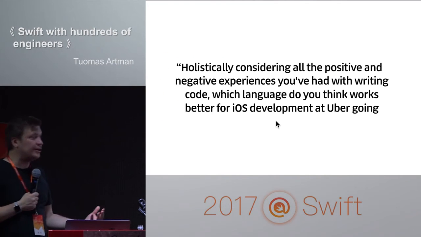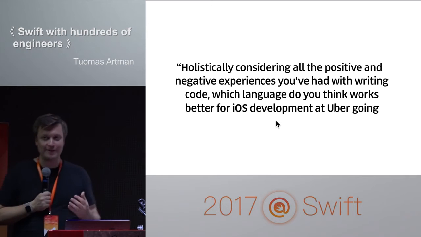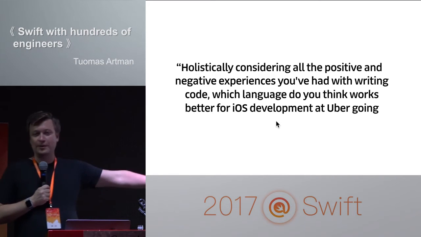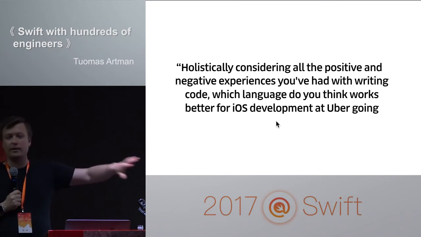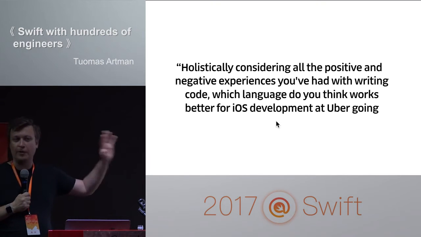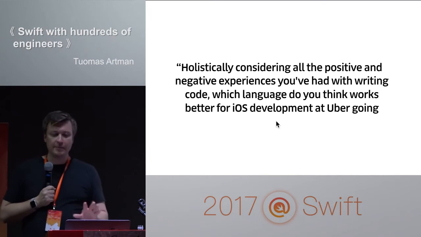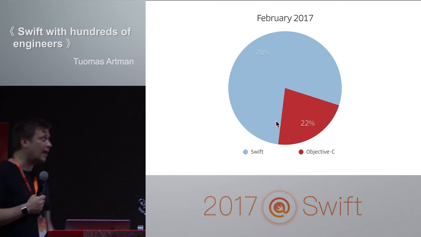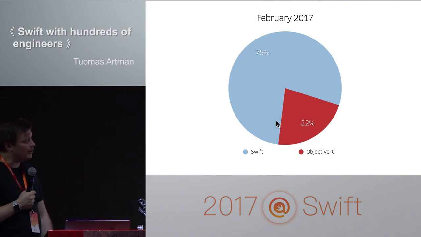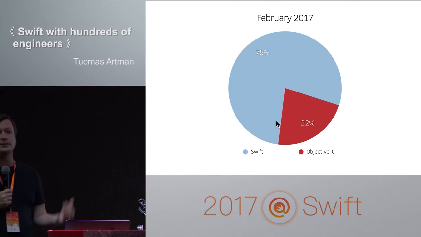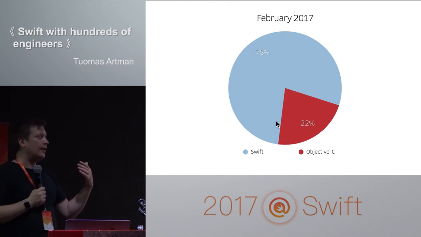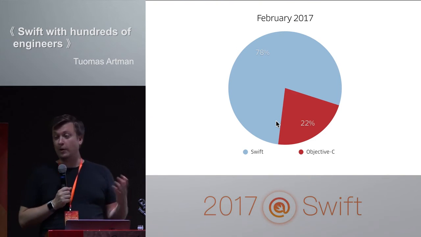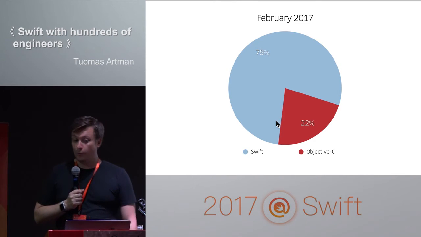And we went back to our engineers in February this year, after we did all these changes, after we migrated to BUCK, after we spent a ton of time figuring out the Xcode issues. And we asked them again the same question: which would they choose now? And the results look much better. 78% would want to stay with Swift, and only 22% thought that Objective-C was better for Uber.